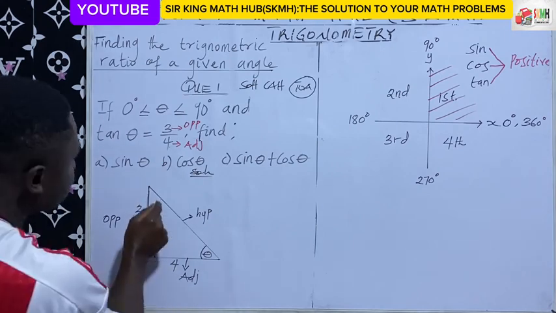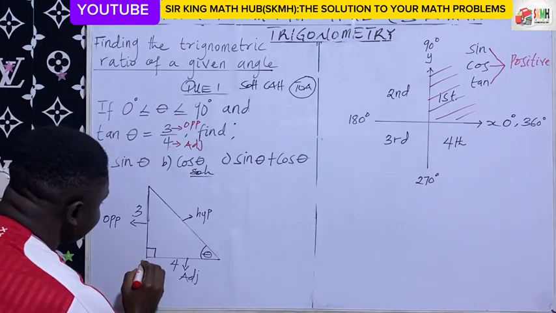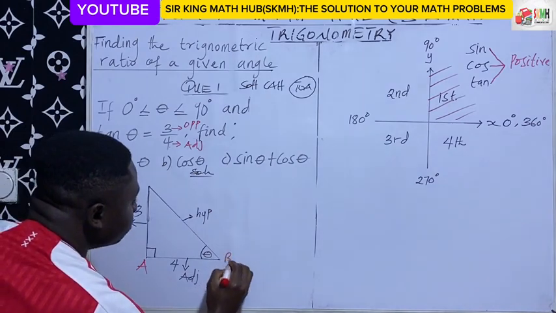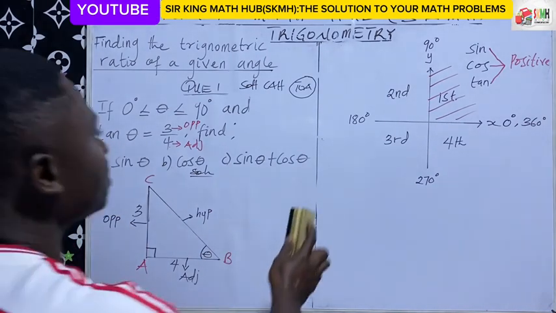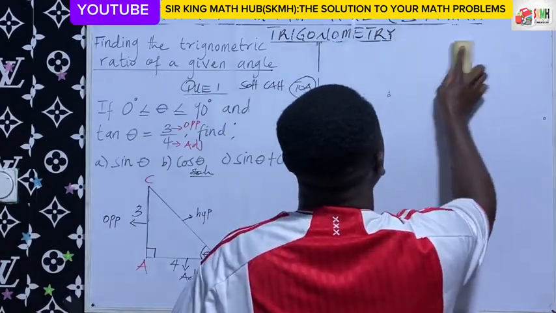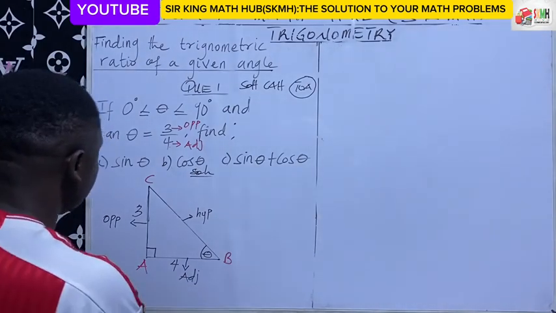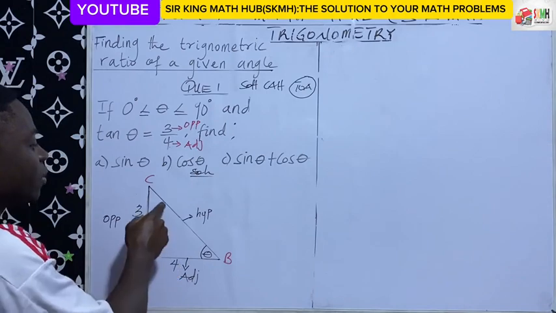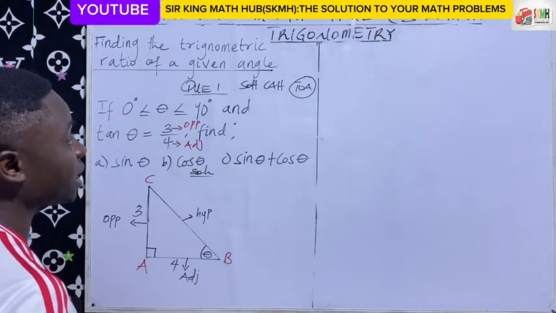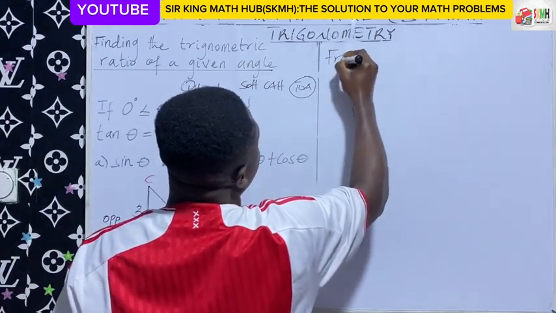So with this, we also need to calculate the length of the hypotenuse. Before we do that, let's name our right angle triangle. So we are naming it as triangle ABC. Triangle ABC. So now from triangle ABC, we know the length of 2 sides. We know the length of the opposite. We know the length of the adjacent. So can we calculate the length of the hypotenuse? Yes, we can do that using Pythagoras theorem.